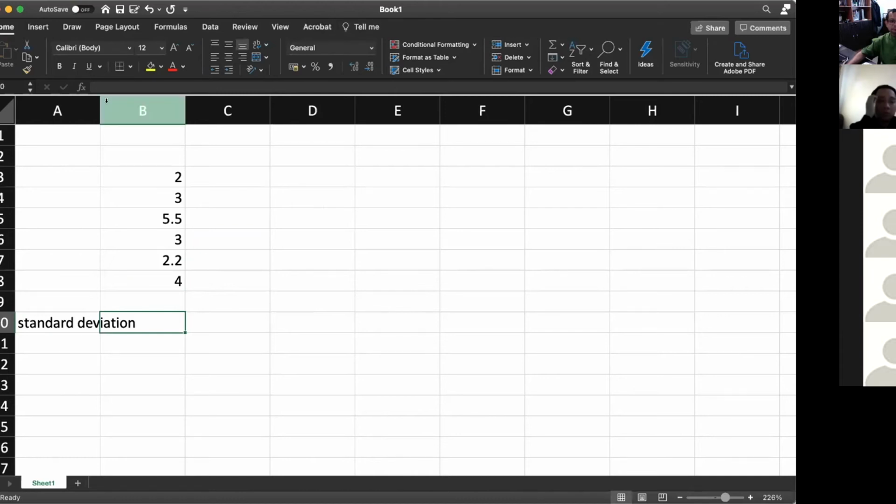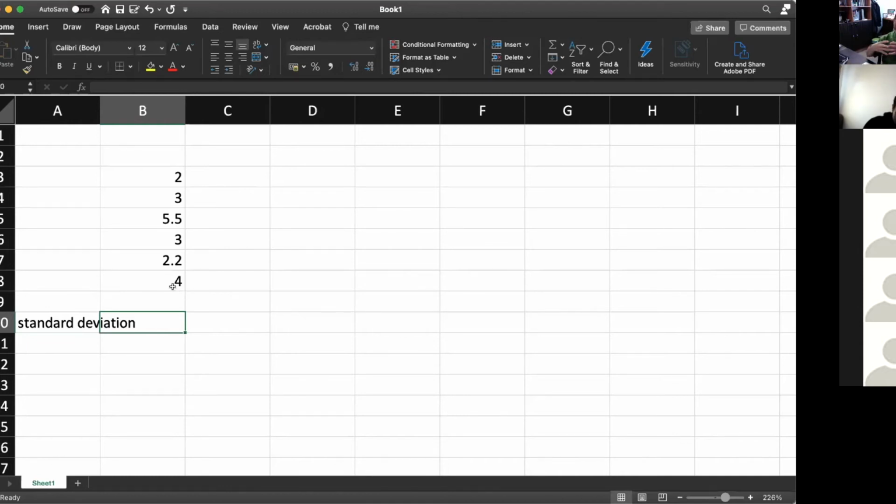How to use Excel to calculate the standard deviation? Actually, there are 2 types of standard deviation in Excel. First is the sample standard deviation. Another one is the population standard deviation. If you use the wrong command, it will give you the wrong answer, particularly if your number of samples is small.